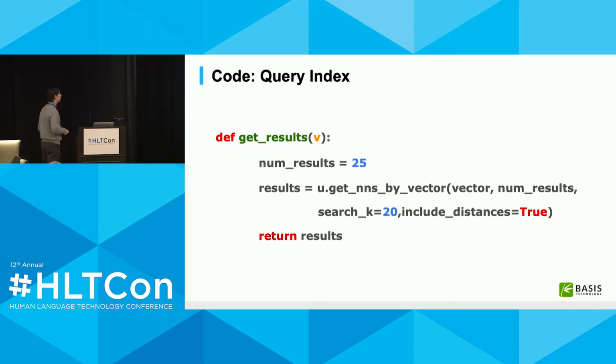Search k equals 20. That's the other tool that you can use to balance load time versus query time. The higher that number, the more accurate your results will be. However, the slower your search will come back.